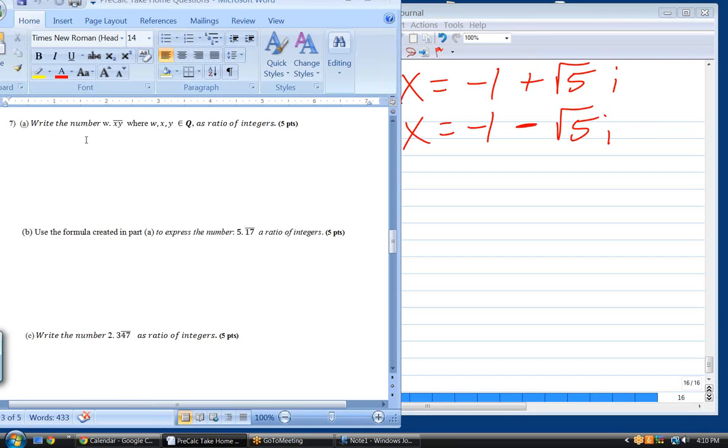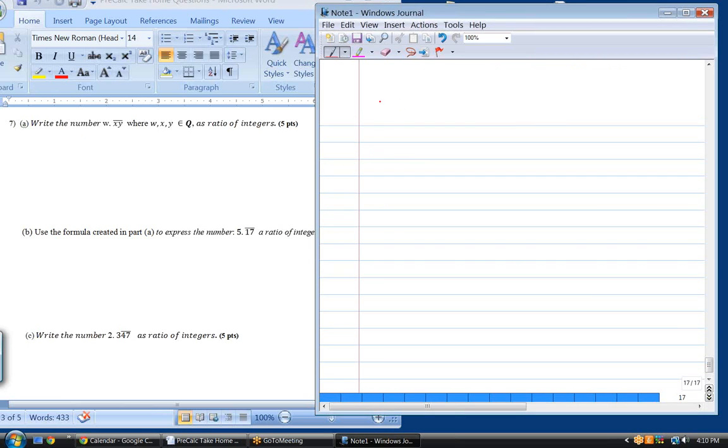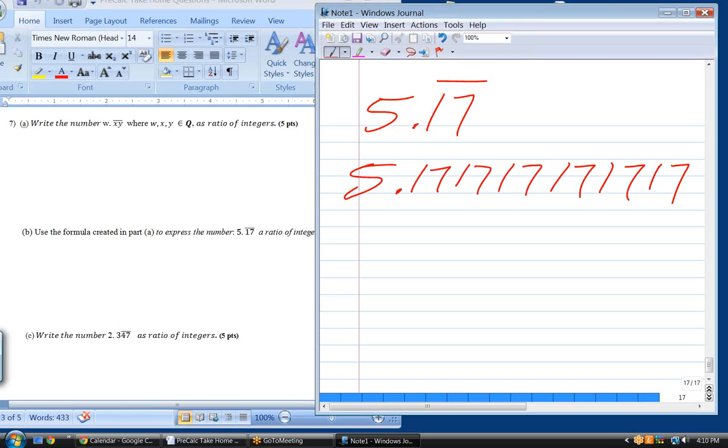The easiest way to understand 7 is to do part B and C first. Okay. How would I write this number as a ratio of integers? In other words, first of all, what does that line over the 1/7 mean? It's repeating. And it's only the part that the line's over that's repeating. And it goes on forever like that. So how would you write that number?